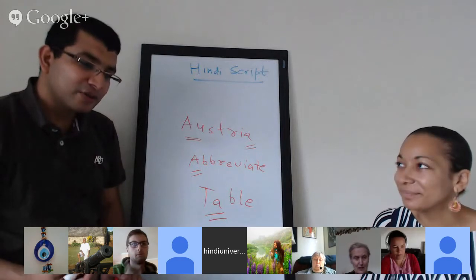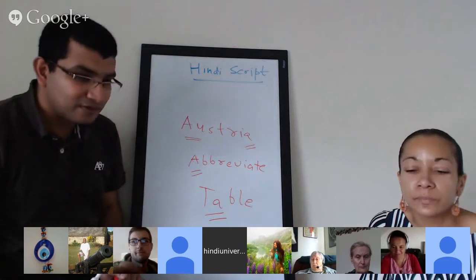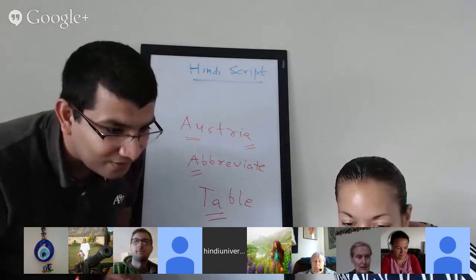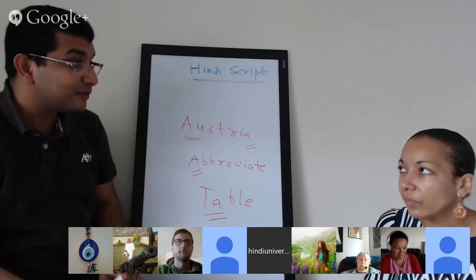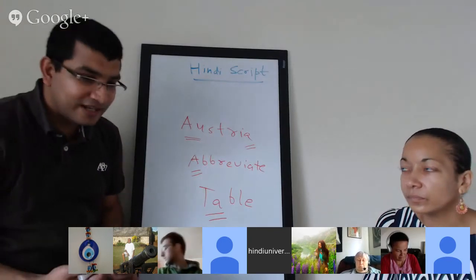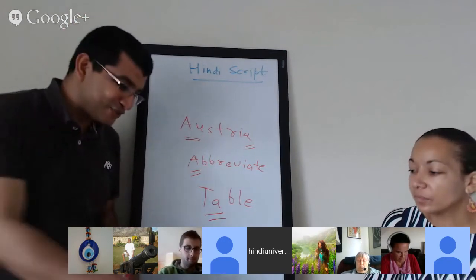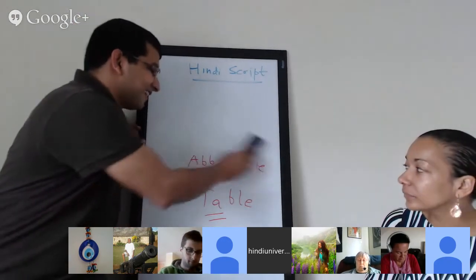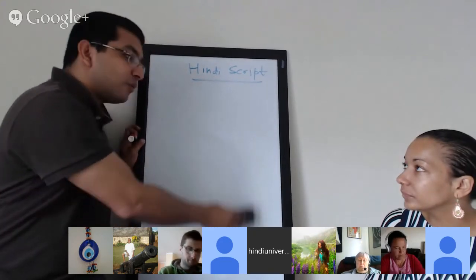Yes or no? You can write down in the chat box. Does it give you this sound or a different sound? No. Okay, so that's a sound in it. Table. Right. So as long as we are clear on it, we can move to the next letter. So that's the first vowel, and hopefully it is clear.